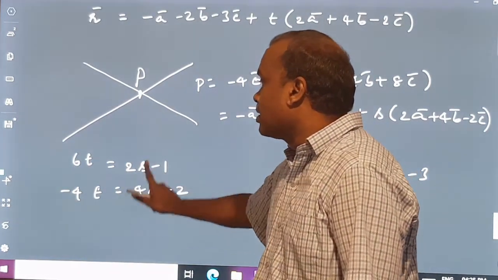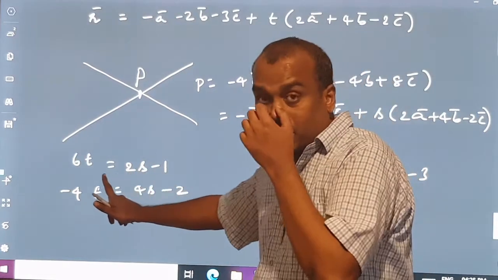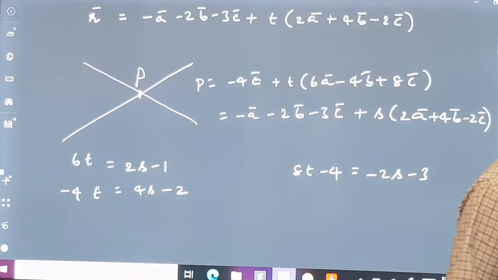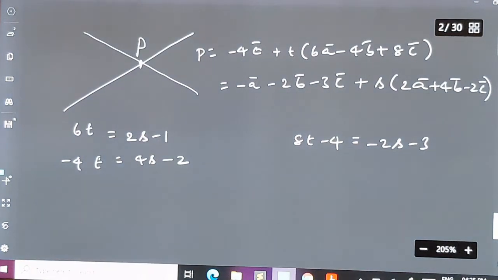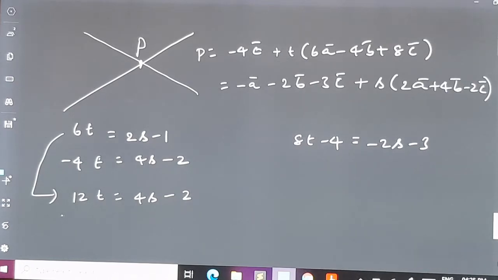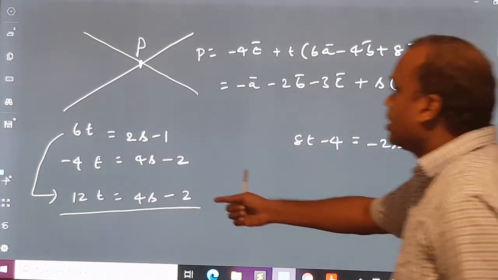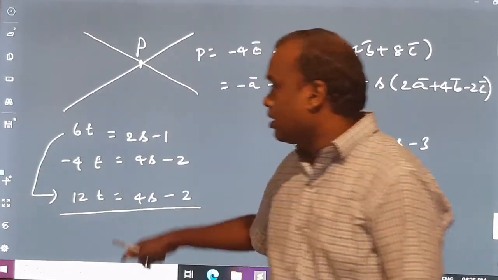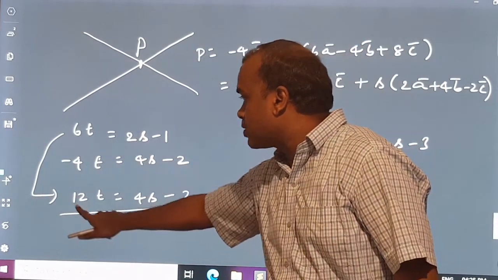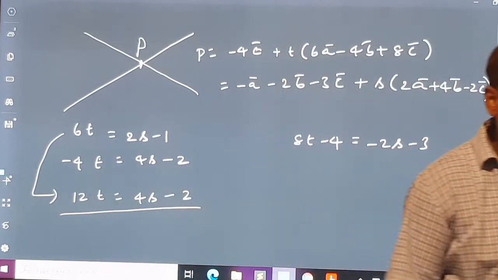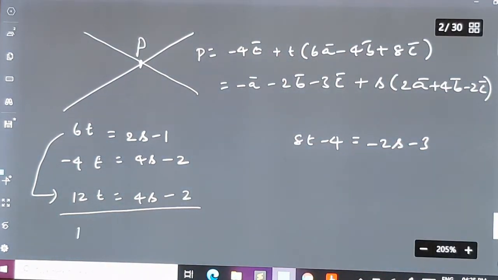For fun, I am taking these two equations which I got by equating components of a bar and b bar. While solving, I multiply this by 2. I will get minus 4t is equal to 4s minus 2. Thereby, if I subtract one from the other, I am solving these two. So I multiplied this by 2, now I am subtracting. You can see that I am getting minus 16t is 0. You can see that I am getting t equal to 0.